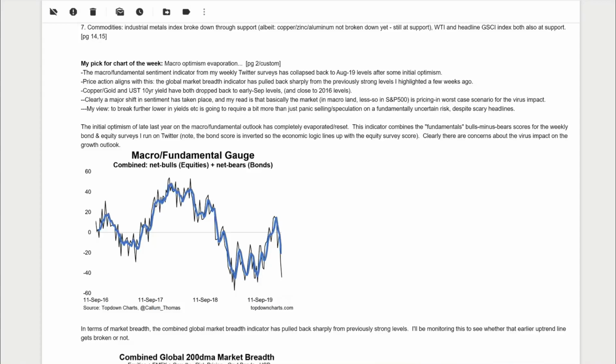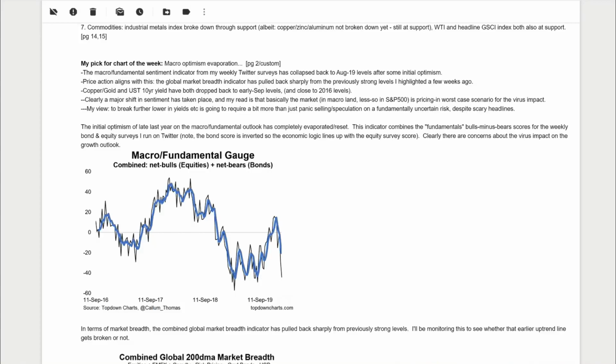The macro fundamental sentiment indicator from my weekly Twitter surveys has collapsed back to August 19 levels after some initial optimism. Price action aligns with this. The global market breadth indicator has pulled back sharply from previously strong levels that I highlighted a few weeks ago. And the copper gold ratio and UST 10-year yield have both dropped back to early September levels, close to 2016 levels too actually, which I'll get to in a second. So clearly there's been a major shift in sentiment.